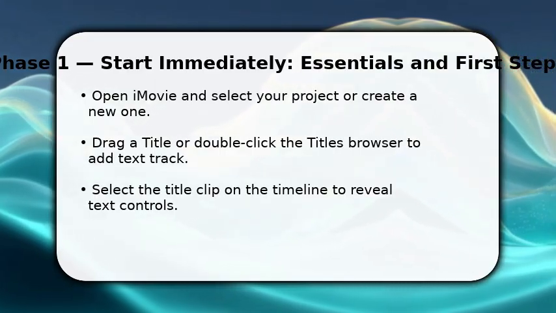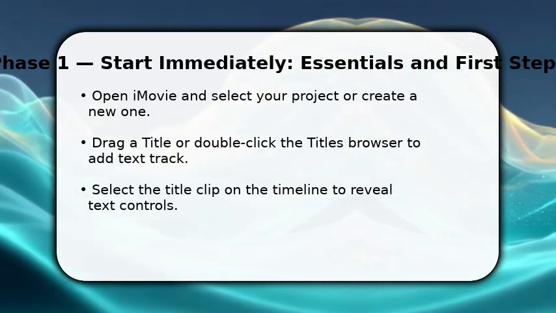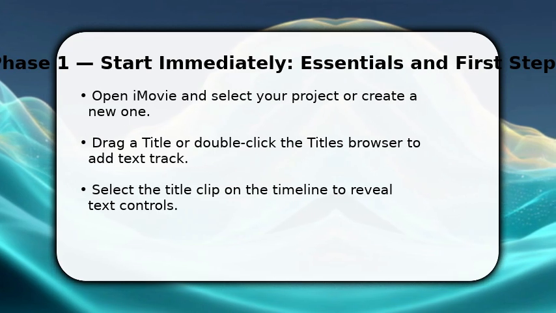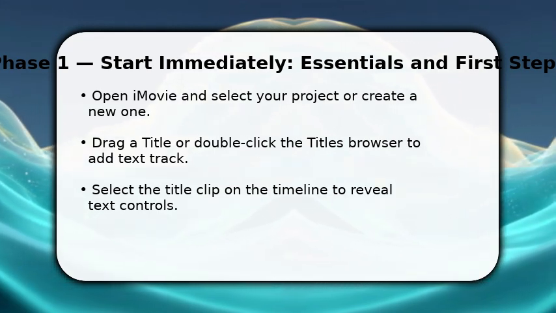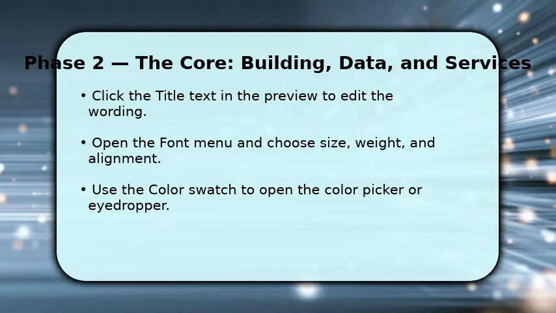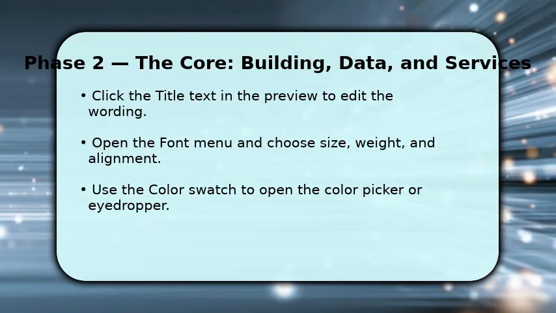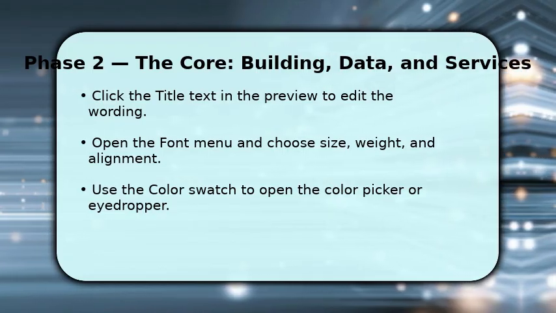This step exposes the editable text box and prepares iMovie to accept color and font changes, so you can work precisely. With the title clip selected, click the sample text in the preview to enable editing. Next, open the Fonts menu in the top of the viewer to set weight, size, and alignment. Adjust these first so color choices read correctly.